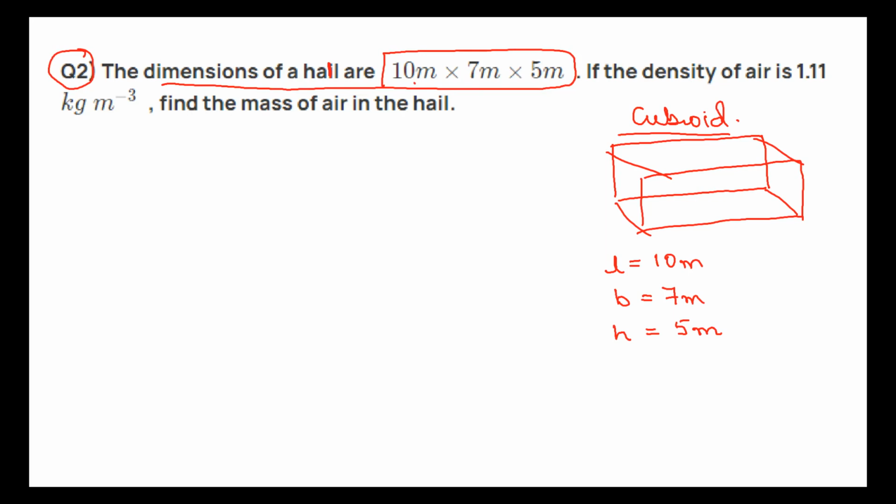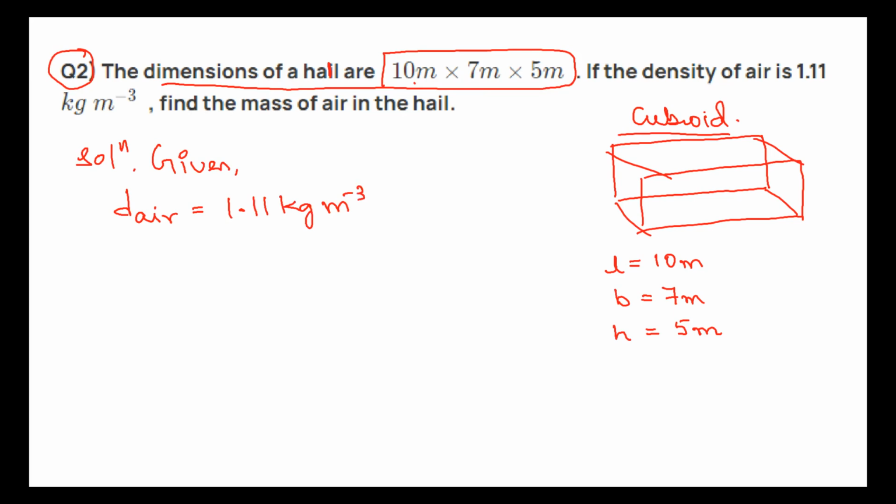Once this length, width, height is given to us, if the density of air is what is given? Solution. What is given to us? Given. Density of air is given to us how much? 1.11 kg per meter cube. This is given to you.